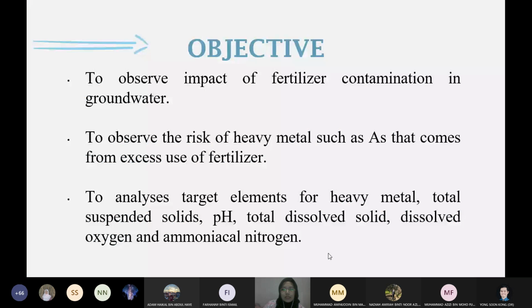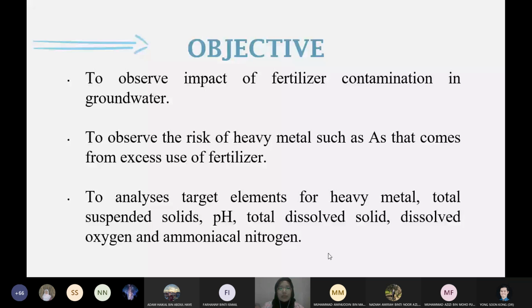Next slide. The main objectives of groundwater sampling include to observe impact of fertilizer contamination in groundwater. Next, to observe the risk of heavy metals such as arsenic that comes from excess use of fertilizer. And lastly, to analyze target element for heavy metal, total suspended solids, pH, total dissolved solid, dissolved oxygen, and ammoniacal nitrogen.